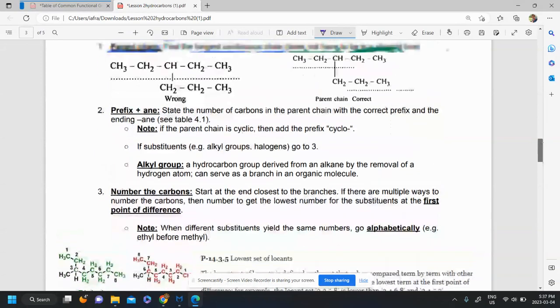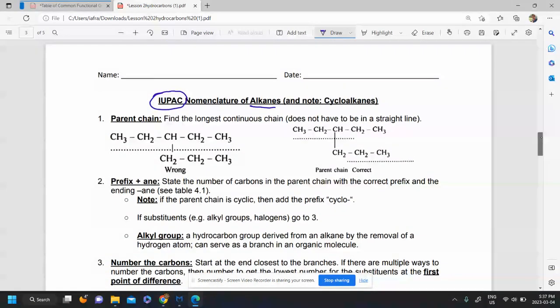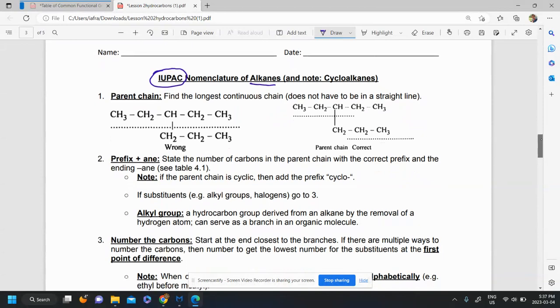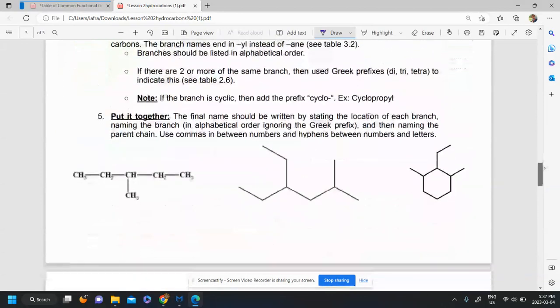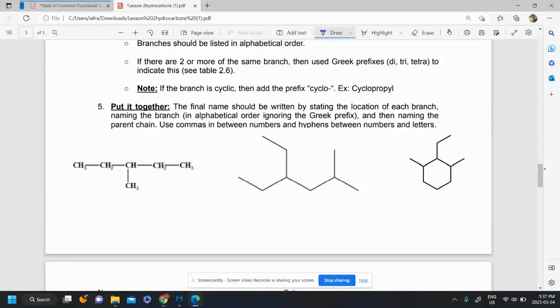So here I have the list of rules for naming alkanes and also cycloalkanes, the cyclic ones. I'm going to do a couple examples and go through the rules as I do the examples with you. So let's start off with naming this first alkane over here. First of all, I have to recognize it's an alkane by realizing that there's no double bonds or triple bonds in it or no other functional groups. I also notice that it's a straight chain, so it's not a cyclic alkane of any sort.